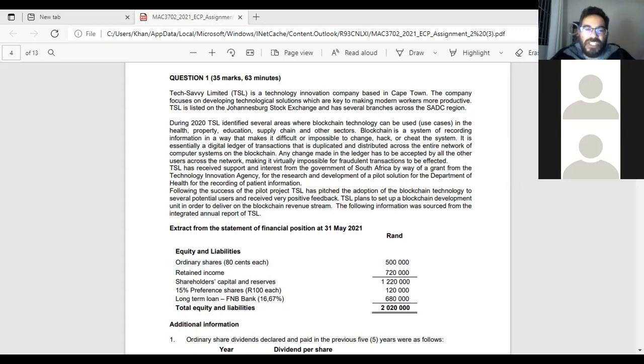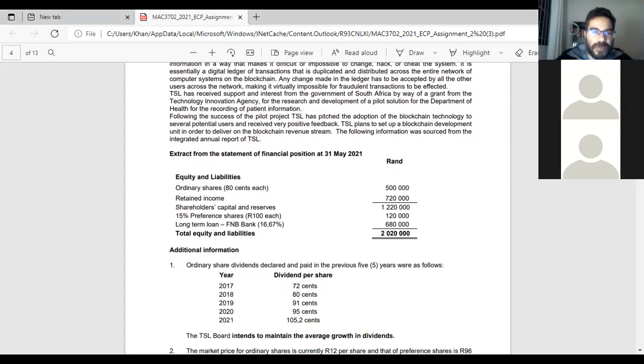So basically there's just a lot of background information, nothing really important. What could be important in a financial management question would perhaps be strategy as well as risk management. They could use that paragraph for strategy and risk management, and then you need to talk about certain stuff. But for our purposes, not relevant at this point in time. Now we have the extract of the statement of financial position at 31 May 2021.